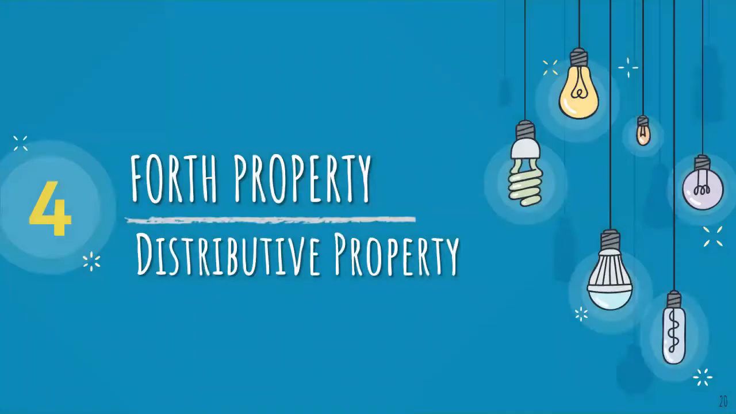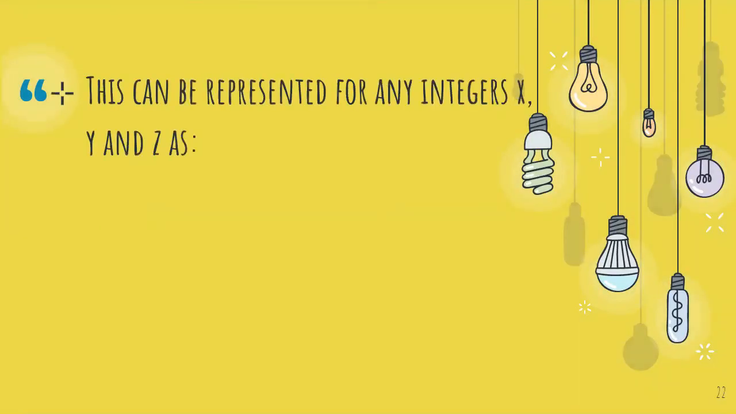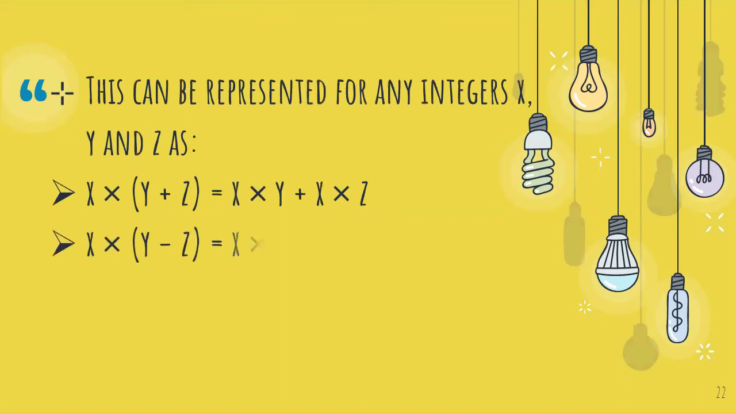Fourth property, distributive property. According to the distributive property, multiplying the sum of two or more addends by a number will give the same result as multiplying each addend individually by the number and then adding the products together. This can be represented for any integers x, y and z. So x into (y plus z) would be equal to x into y plus x into z. And same if there is a minus sign instead.